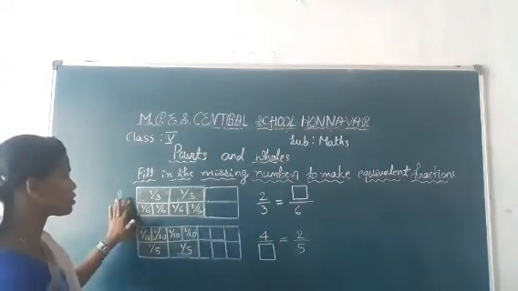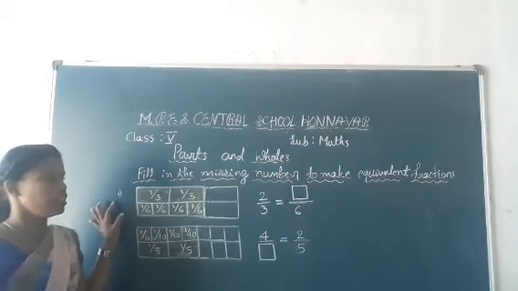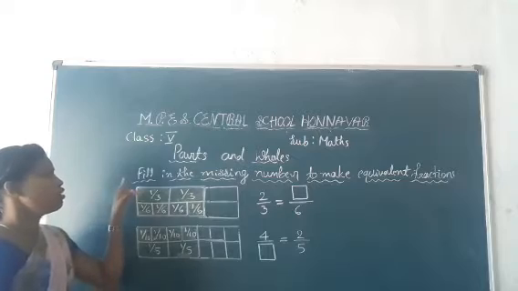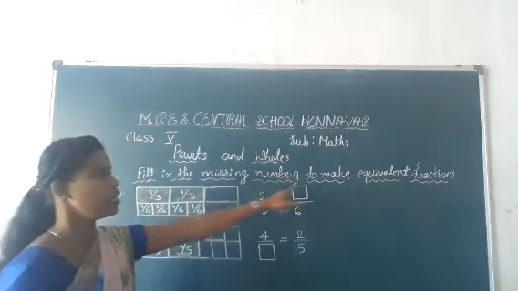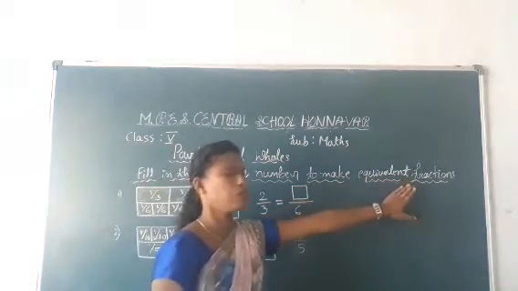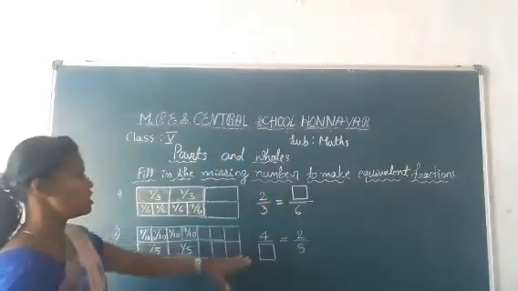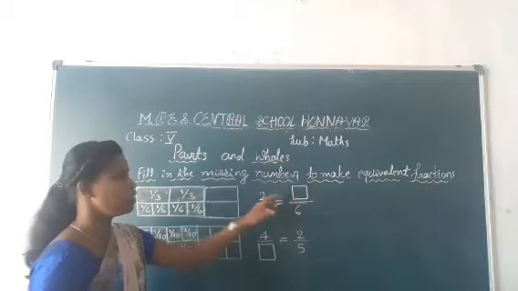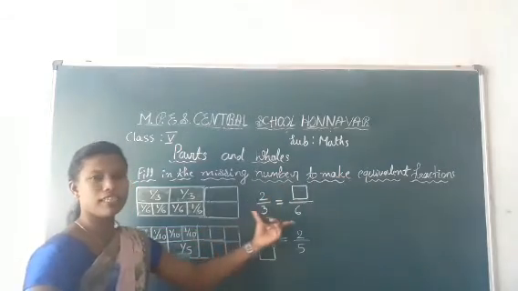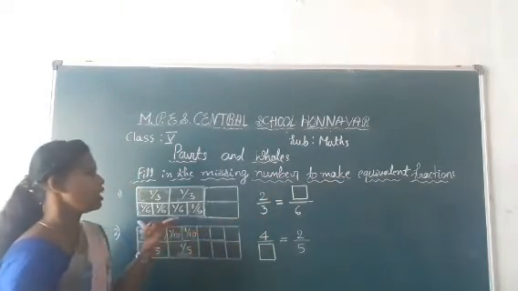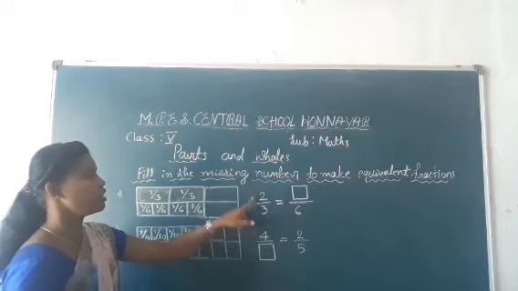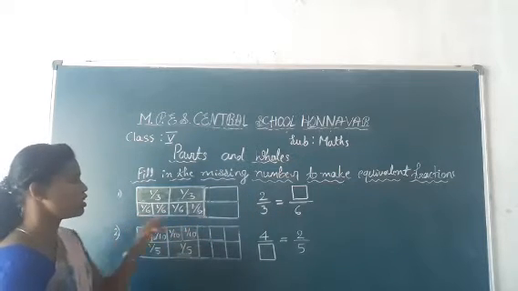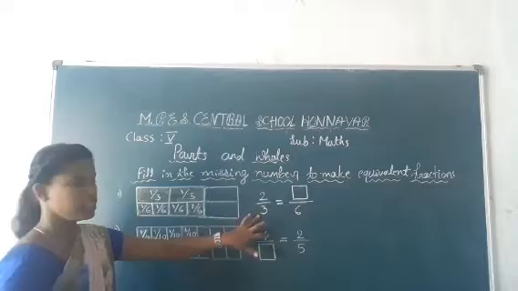See here the first example: filling the missing number to make equivalent fractions. Here some numbers are given, and we find the missing number to make the equivalent fractions. In the first question we have 2 by 3.